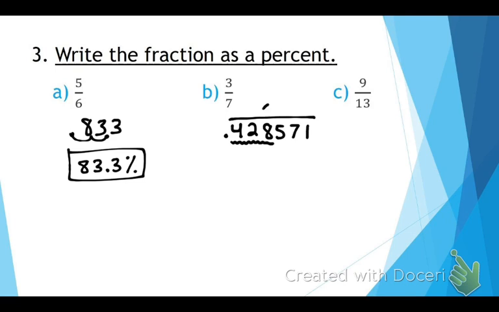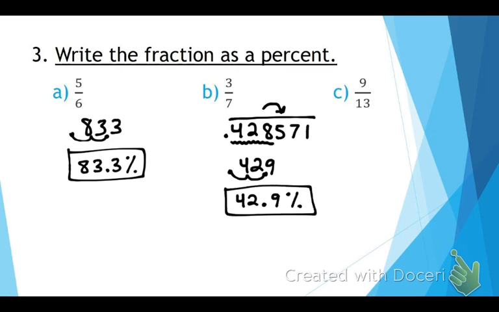0.429, because look, this guy right here, he looks at that guy, he's 5. Since it's 5 or bigger, then the 8 is going to bump up. So now it's 0.429. Remember, I only need 3 numbers. So now, how do I turn that decimal into a percent, Kayla? Move it 2 places to the right, and what do you get? 42.9%. Notice we've gotten rid of the repeating sign. All we have is 3 numbers, 42.9%.